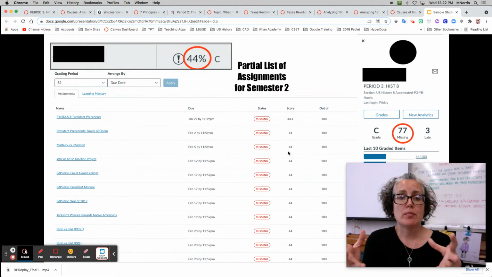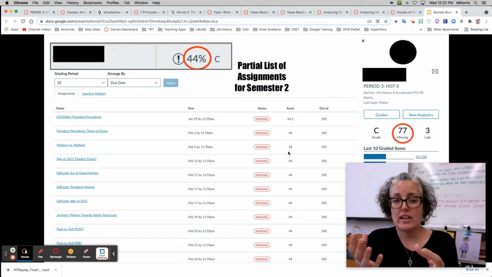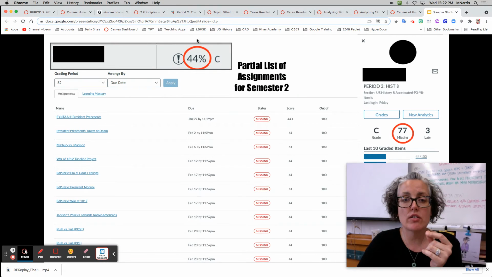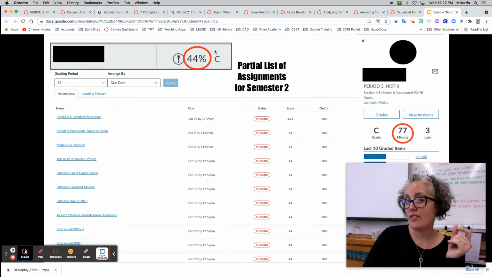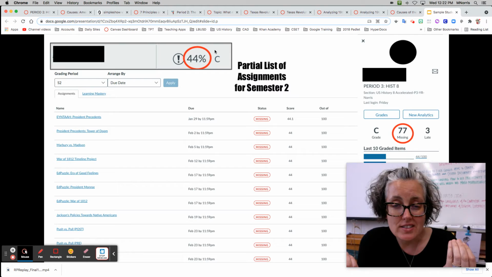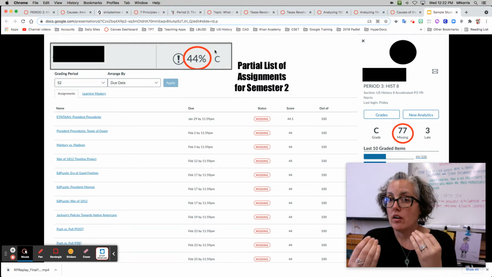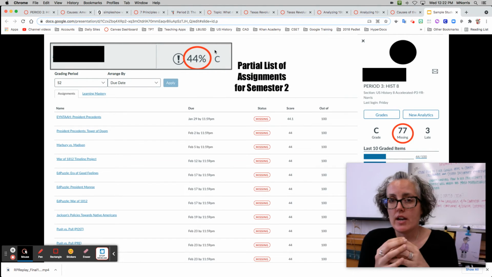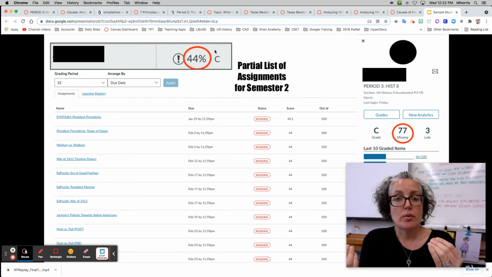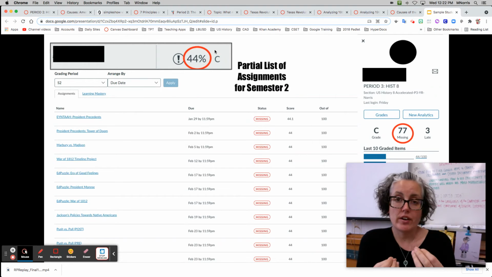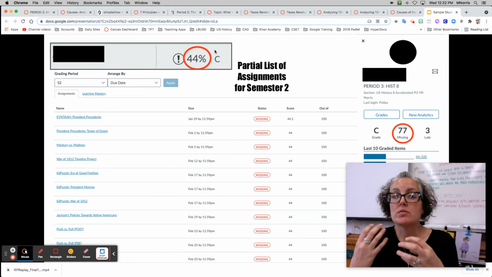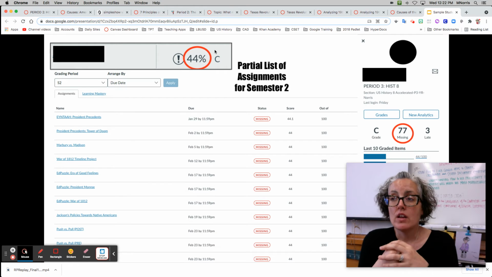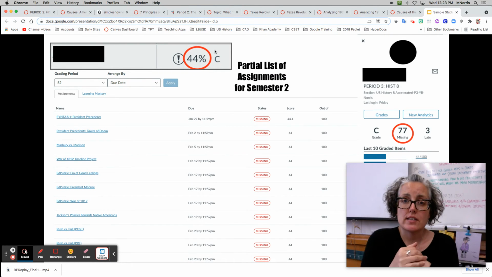Here is a sample student's grade. So currently this student has a C, and you can tell that their percentage is a 44%. Why is that? That is because we are in a pandemic. Everybody had different challenges. Nobody was in my presence until very recently, where I could help to guide them with the assignments and help them where they needed help, give them support where they needed support. So I gave a lot of grace in the grading.